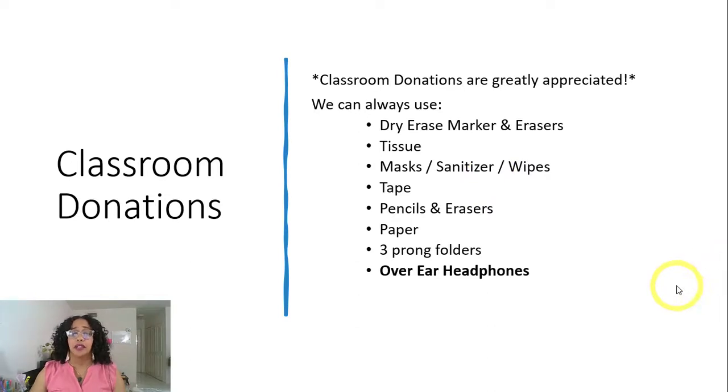Classroom donations. We need things. It takes a lot to make an activity-based classroom work and work really well. So dry erase markers and erasers, because I love to have students come up to the board and use them. Tissues, anything sanitizer helpful would be awesome. Tape, I need so much tape. Have your kids have their own tape. Bring me some extra tape. I need tape. Pencils, erasers, paper, 3-prong folders, and in bold, over-ear headphones. Oh, I need these so bad.